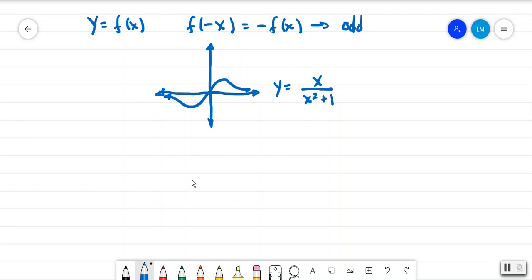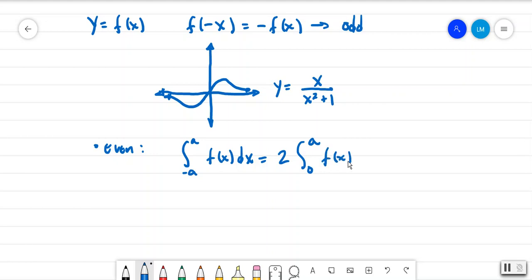Now, the thing that we can do with even and odd functions is look at certain properties. So, for instance, if we know that a function is even and we're integrating from negative a to a of f of x dx, essentially that means you have 2 times the integral from 0 to a of f of x dx.